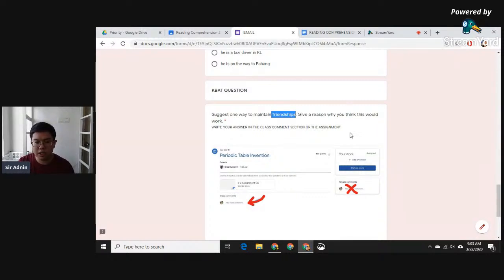So give a reason why you think this would work. Suggest one way ni maksud dia cadangkan satu cara untuk awak kekalkan persahabatan. Bagi satu sebab kenapa awak rasa ini boleh, I mean the work here bukan bekerja lah, tapi macam berkesan lah.